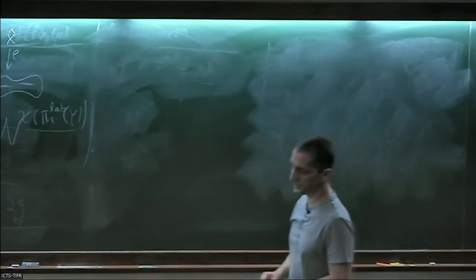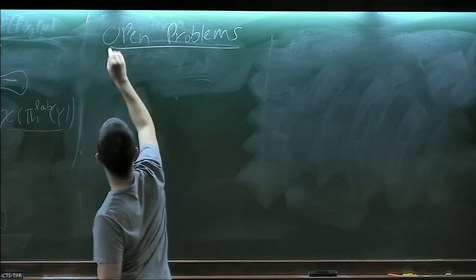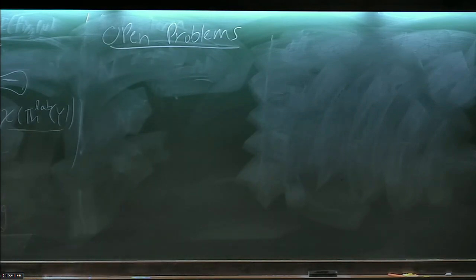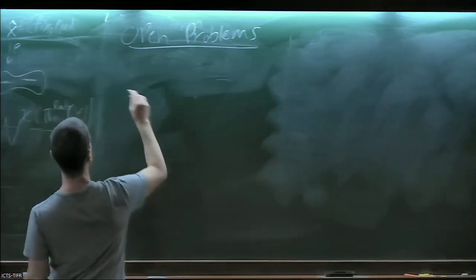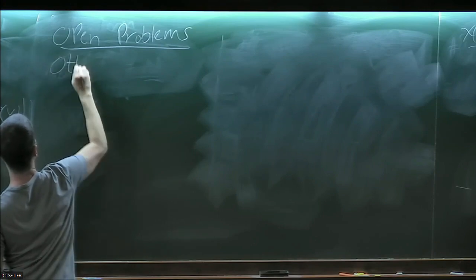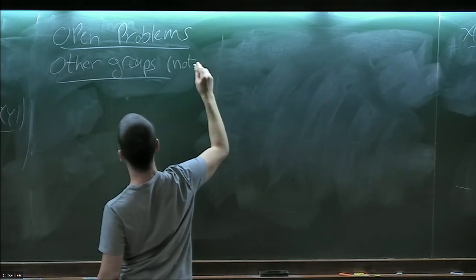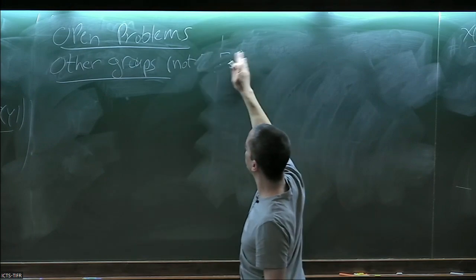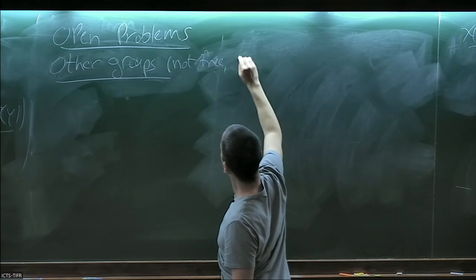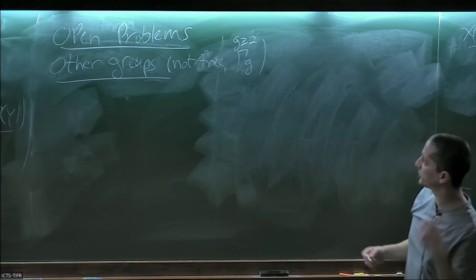Instead, I'll talk about some open problems. There are two main open problems. One is about what happens for other groups. I still want to keep Sn, but I want to change F2 or gamma 2. F2 is actually representative of all free groups, and what I said about gamma 2 is true for any orientable surface group of genus at least 2.